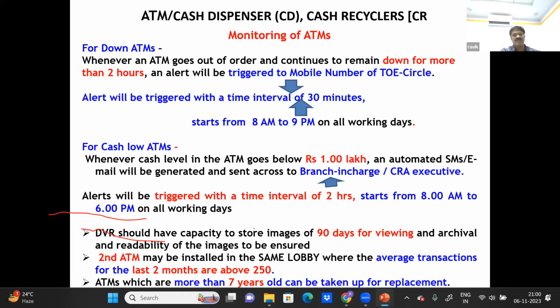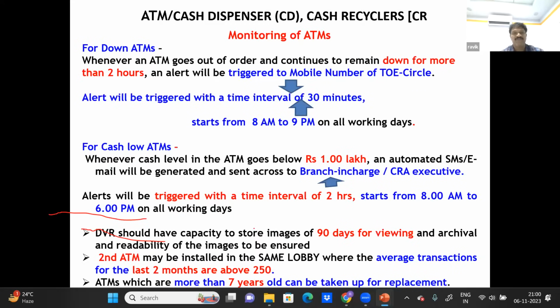Now, down ATMs, monitoring of down ATMs. See, now RBI is imposing penalty on you, right? If it is 10 hours in a month cumulatively that the ATM is down, the RBI is charging 10,000 rupees per month. On the 5th of next month, the auditor will send the report. We know it. Now, how to monitor ATMs? So the bank has started a monitoring concept. Wherever an ATM goes out of order and continues to remain down for more than 2 hours, sir, maximum is 10 hours, so immediately we have to take care.